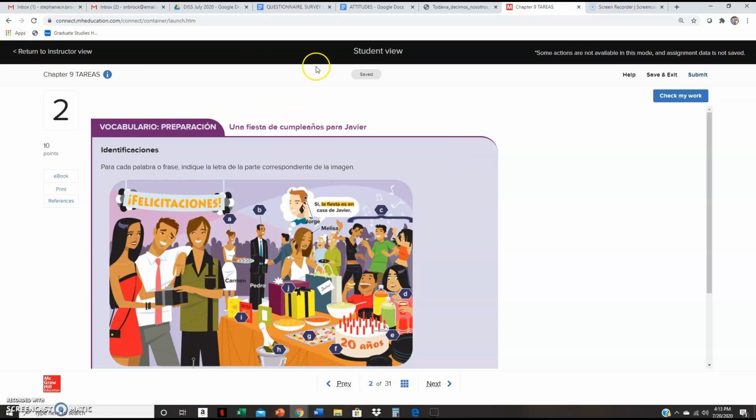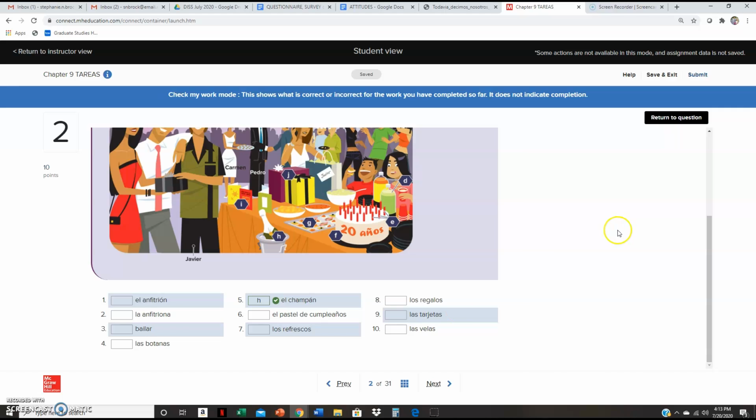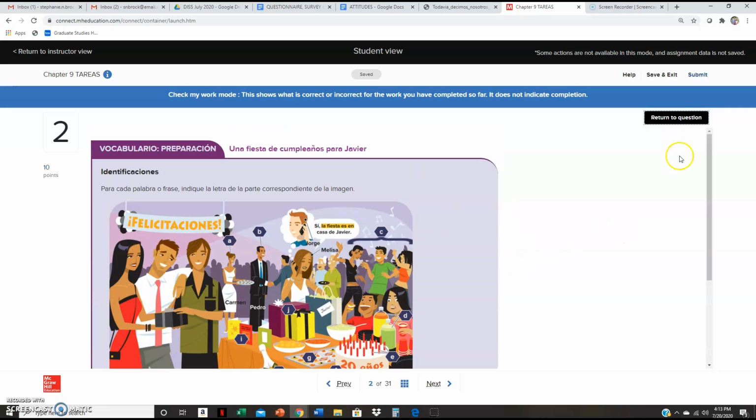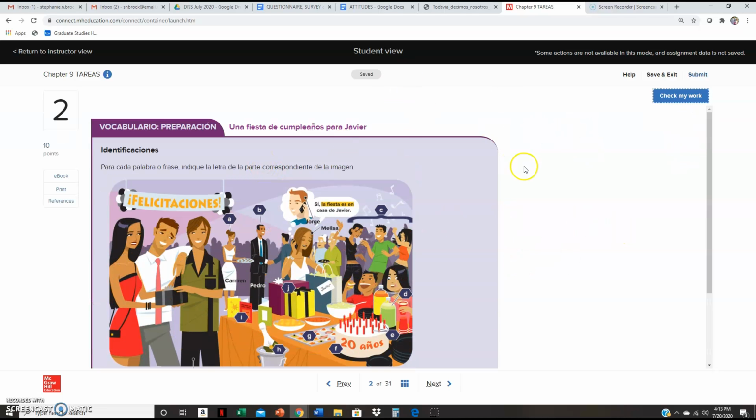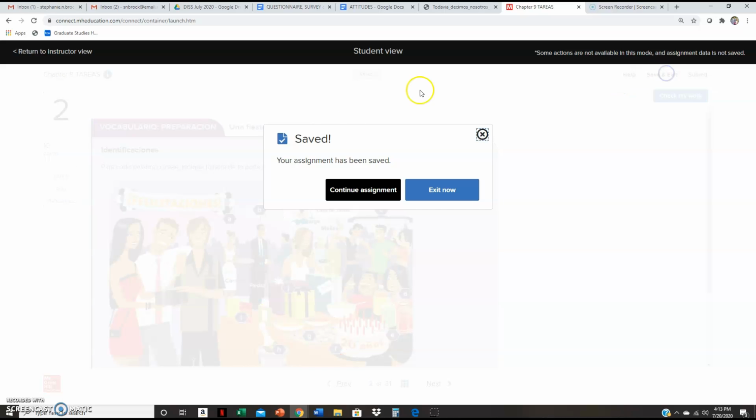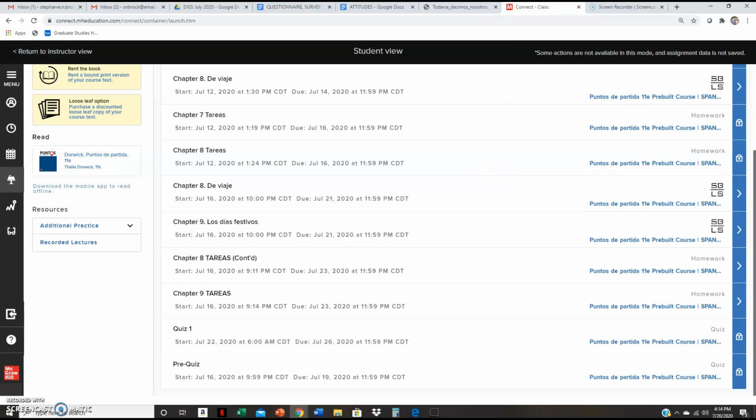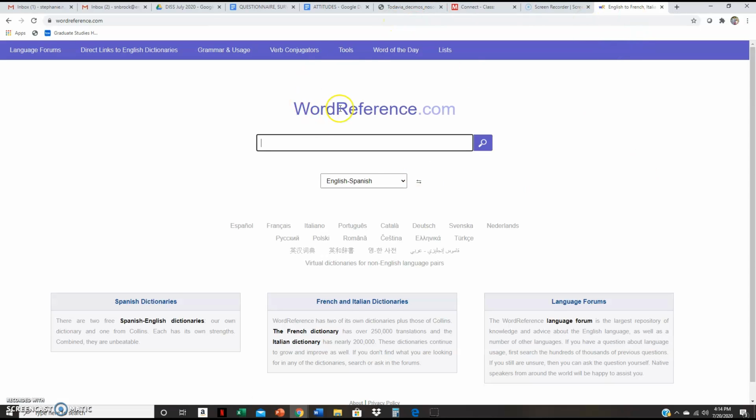If you do have trouble, you have the option here where you can check your work. Oh, well, we got this one right. Perfect. Okay. Hopefully this will help you a little bit to continue with the assignments. Remember, you can always use wordreference.com. This will help you with very specific phrases and words if you're having any trouble.